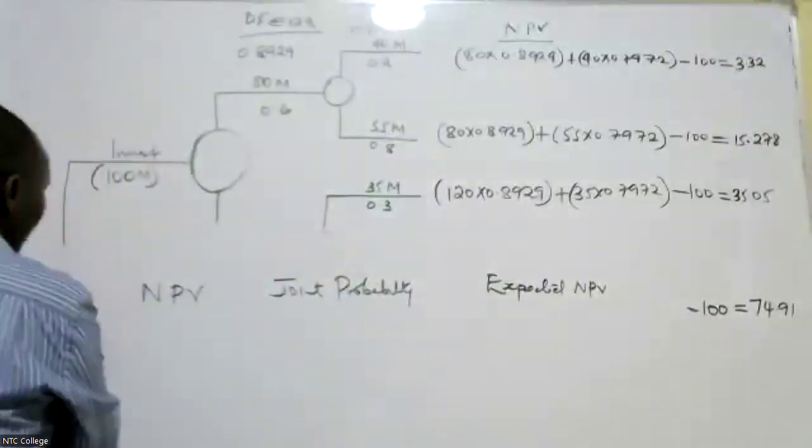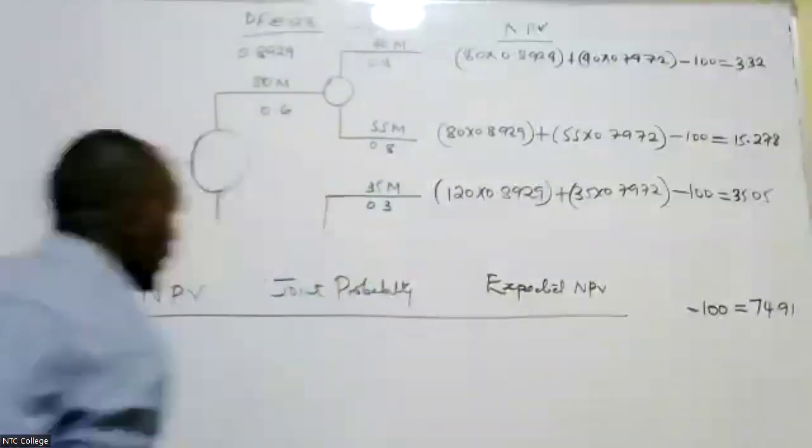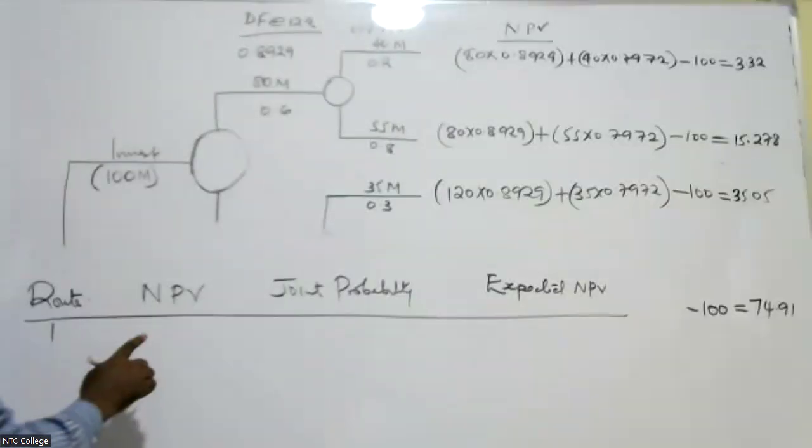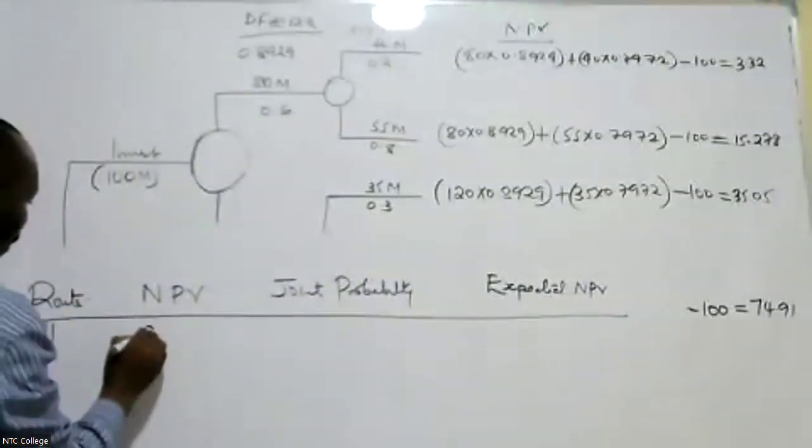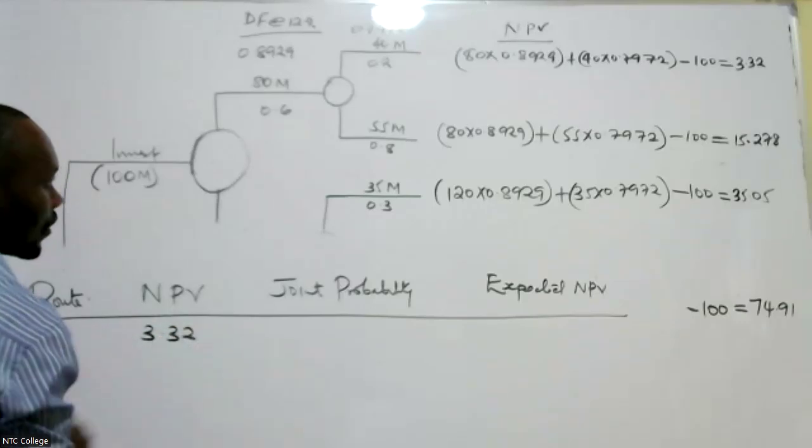So the first one, group number one, our NPV is 3.32. A question, sir.